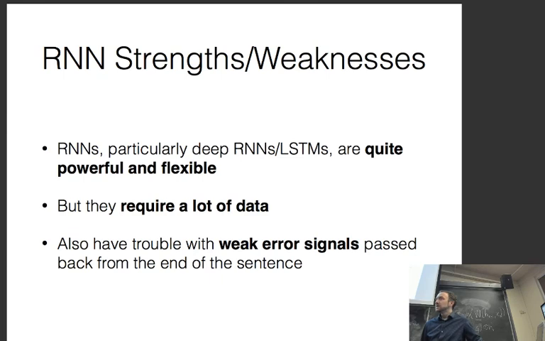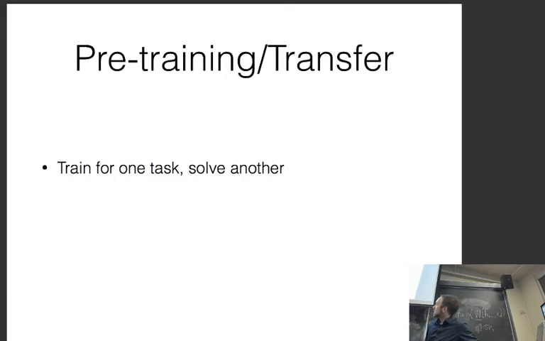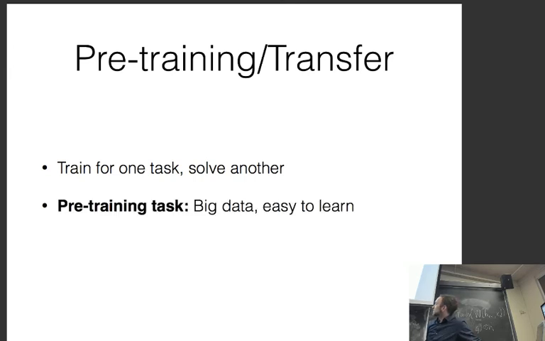But one way that people have used to fix this is by pre-training things on a different task and transferring them to the task you're interested in. This in general is very popular. I'm going to talk about it in the multitask learning section of the class near the end of the class. But just a simple example of this is you do a pre-training task on big data that's easy to learn. So this is also similar to word embeddings in a way.